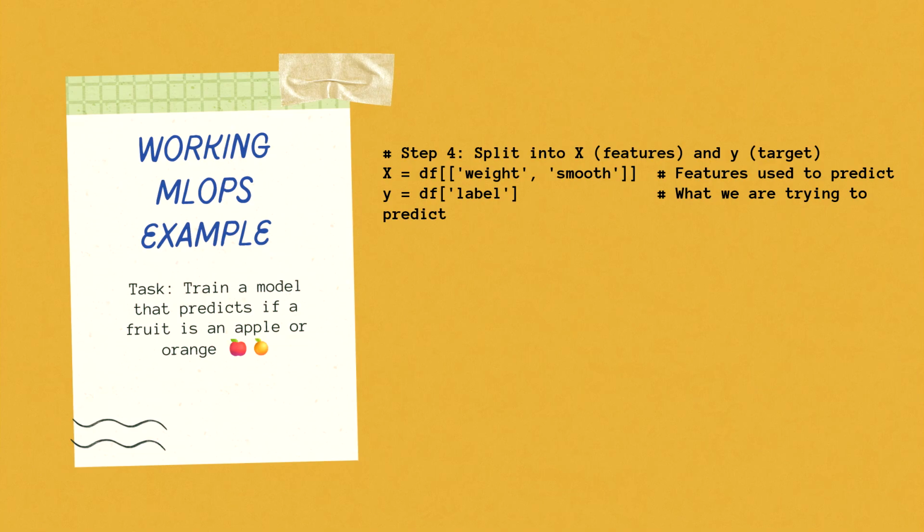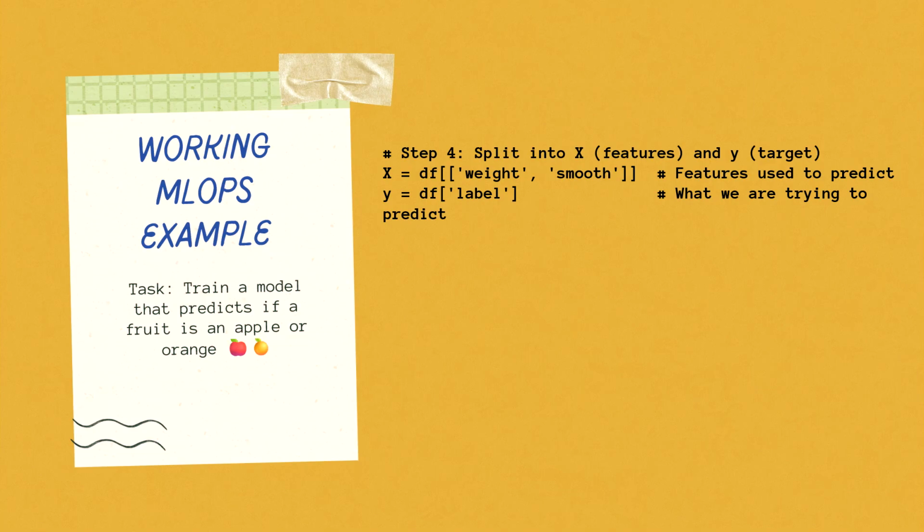And the fourth step is that we split it into features and target. Here we are filtering into features and target. Features are what is used to predict, so using the features we can predict. The label is what we are trying to predict. The features used to predict are weight and smoothness, and they are also called the input. So the inputs are weight and smooth.